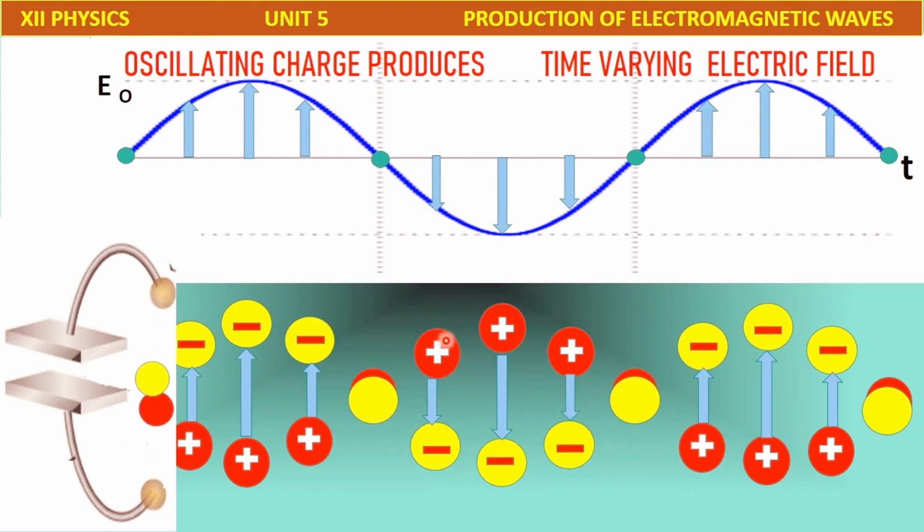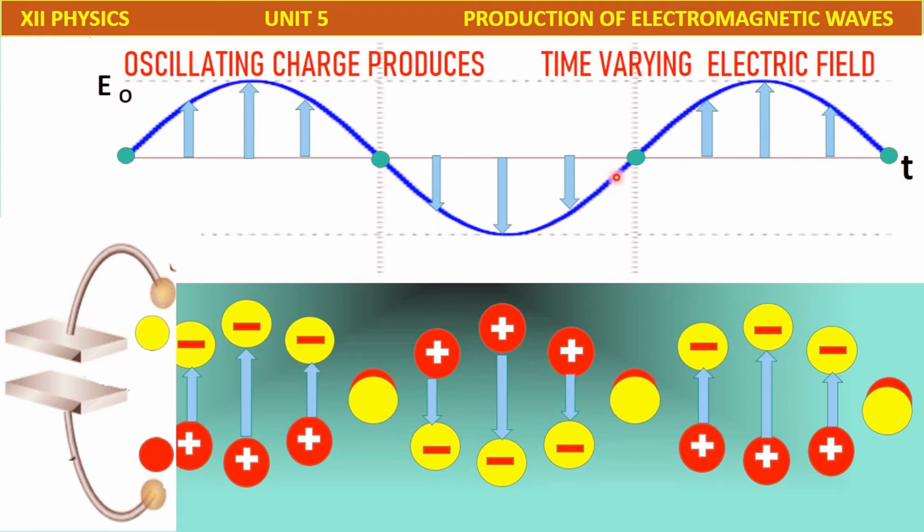Once again, the positive charge reaches here. Negative charge goes here. And the blue line denotes the strength of the electric field, and the direction is downwards. The position is marked here. In this manner, we can mark the strength of the electric field and its direction with respect to time in a graph. So it is clear that an oscillating molecular dipole produces a varying electric field with respect to time.